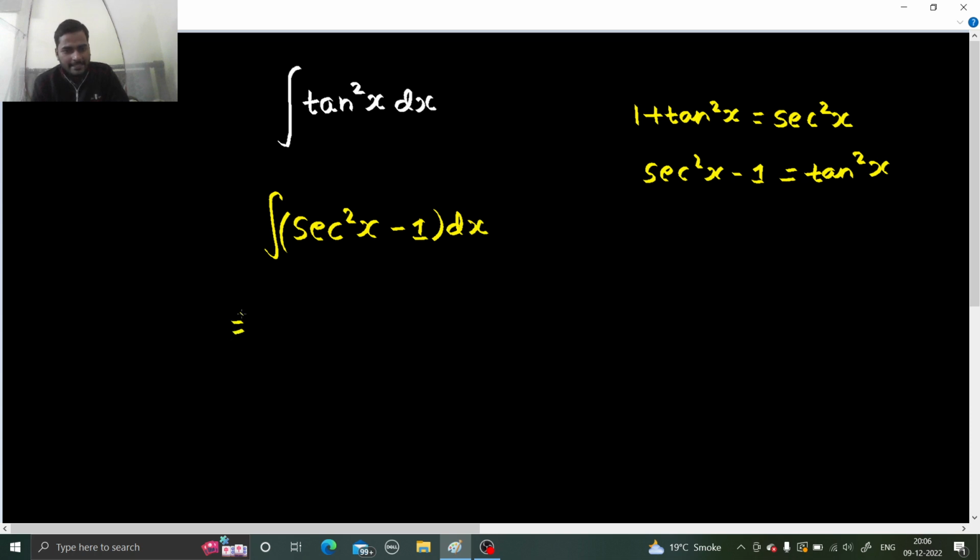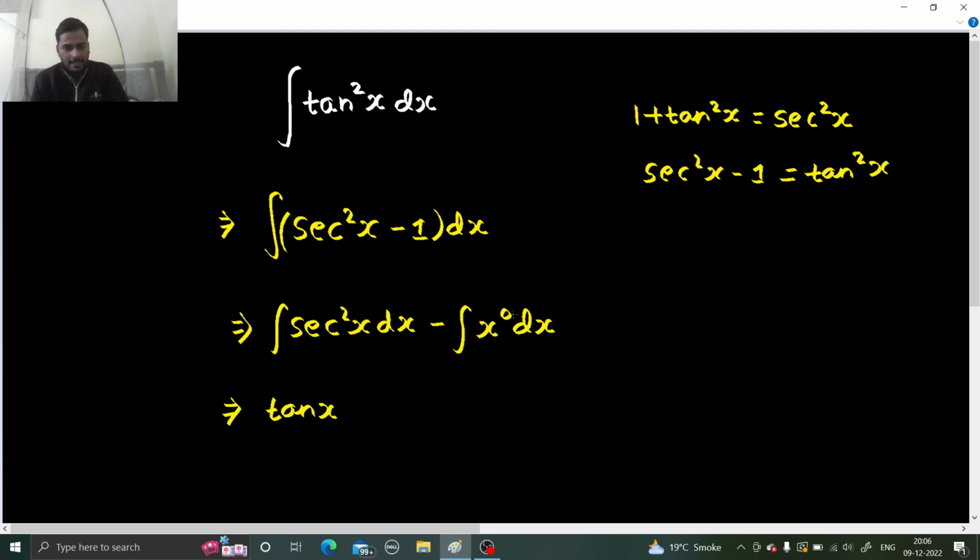Now we can separate this. So if you separate this, you will get integral of secant square x dx, which we know, minus integral of dx, which can be written as x power 0 dx. Integral of secant square x, I have already told you, that is simple tan x. Integral of x power 0 is x power 0 plus 1 divided by 0 plus 1. I hope by this time you already have that practice of writing and further you are directly going to say integral of dx is going to be x.